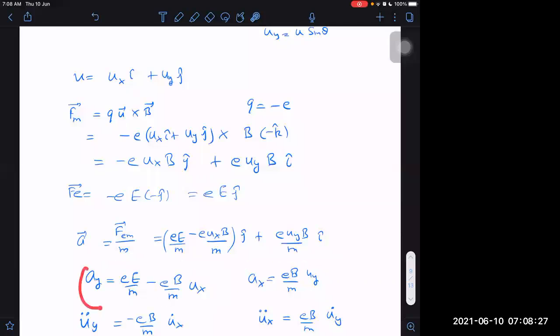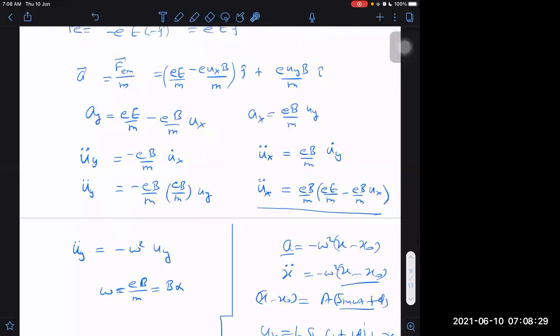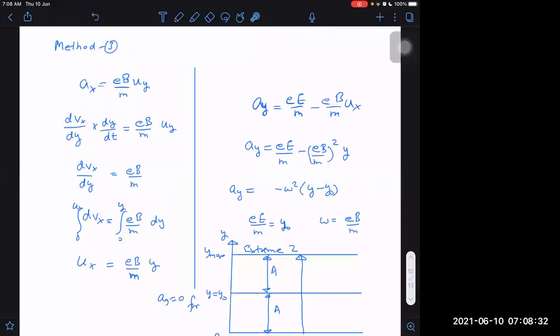There are different approaches to solve these equations, and here I followed the approach in which I first wrote this thing as dvx by dy into dy by dt is equal to EB by M into UY. Then dy by dt, this cancels with this. So we are getting dvx is equal to EB by M into dy, right? And then we can integrate because there are just two variables. 0 to ux is equal to EB by M into y.